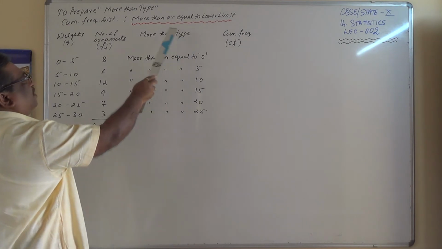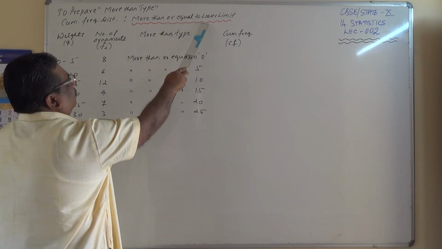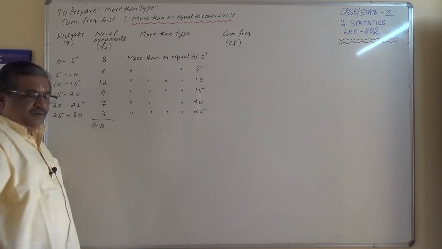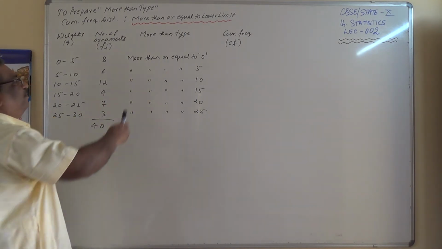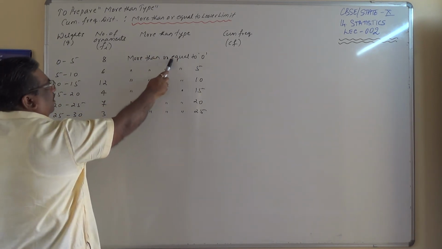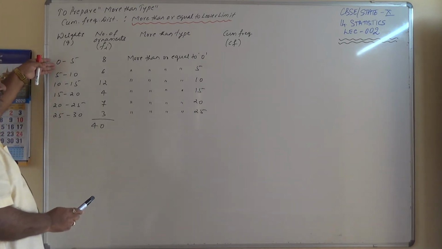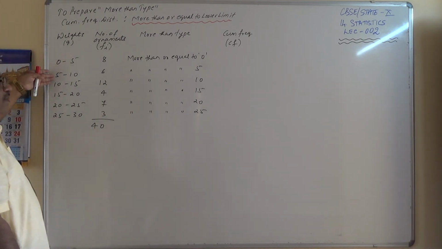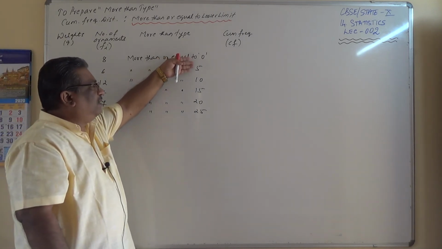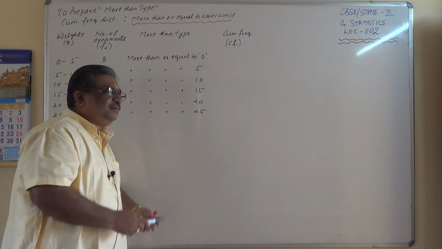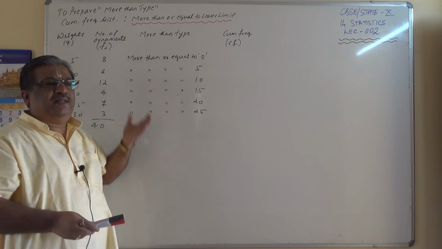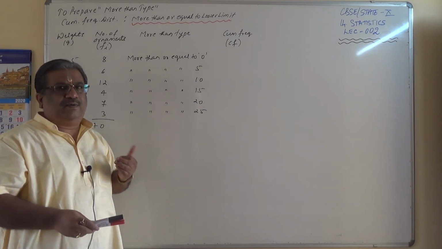More than type means more than or equal to the lower limits of class intervals. And therefore, under the header more than type, we write more than or equal to lower limit 0, more than or equal to lower limit 5, more than or equal to lower limit 10. So, more than or equal to all these lower limits. Why did I include equal to here? Because in the class intervals the lower limits are included.